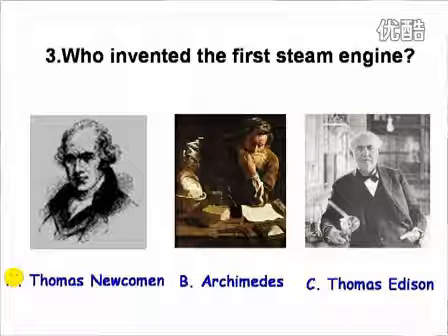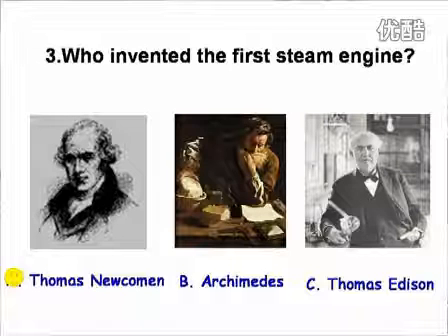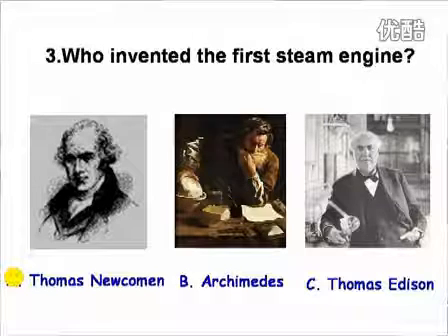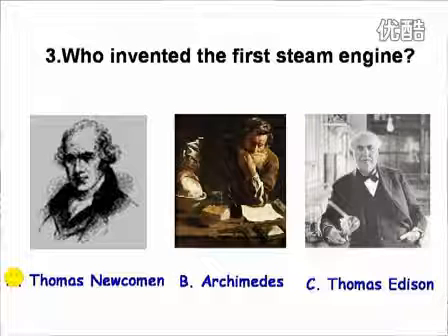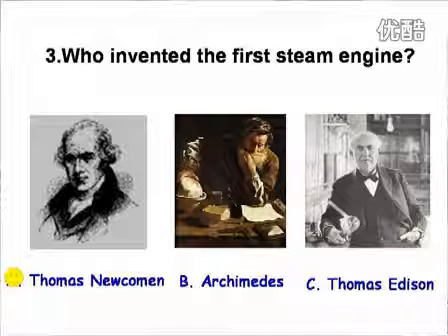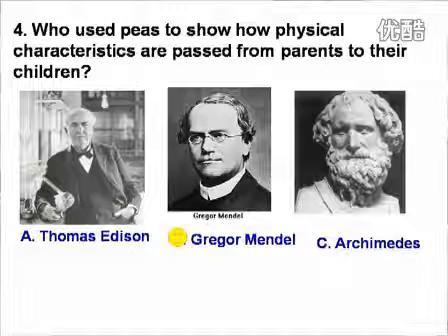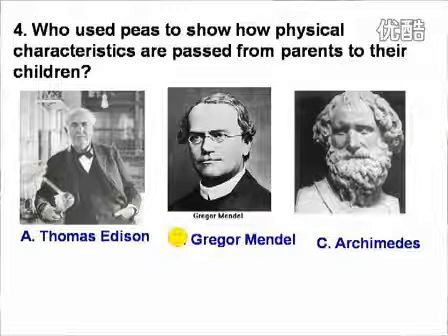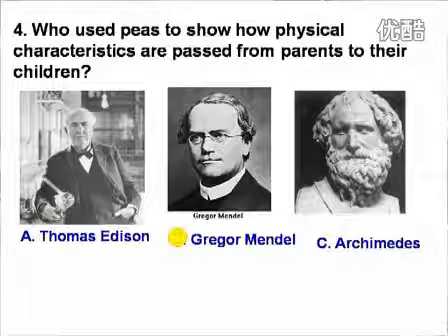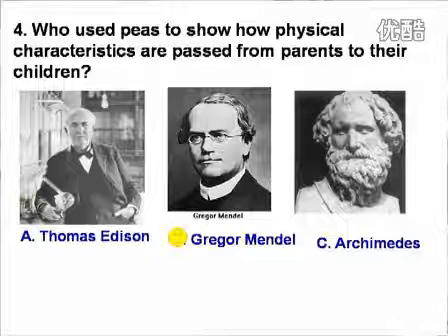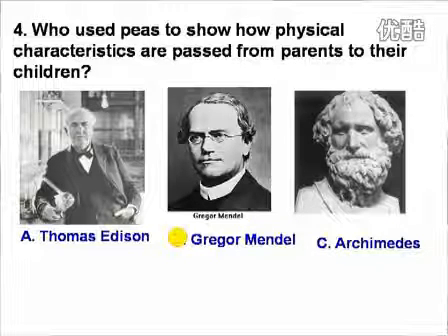Okay, now next, who invented the first steam engine? 谁首先发明了蒸汽机？Okay, now A, Thomas Newcomen. Now B, Archimedes. C, Thomas Edison. Of course we know it's A, Thomas Newcomen. Okay, now next question, who used peas to show how physical characteristics are passed from parents to their children? Okay. Now first, Thomas Edison. Now next, George Mendel. C, Archimedes. Of course, we can know George Mendel.